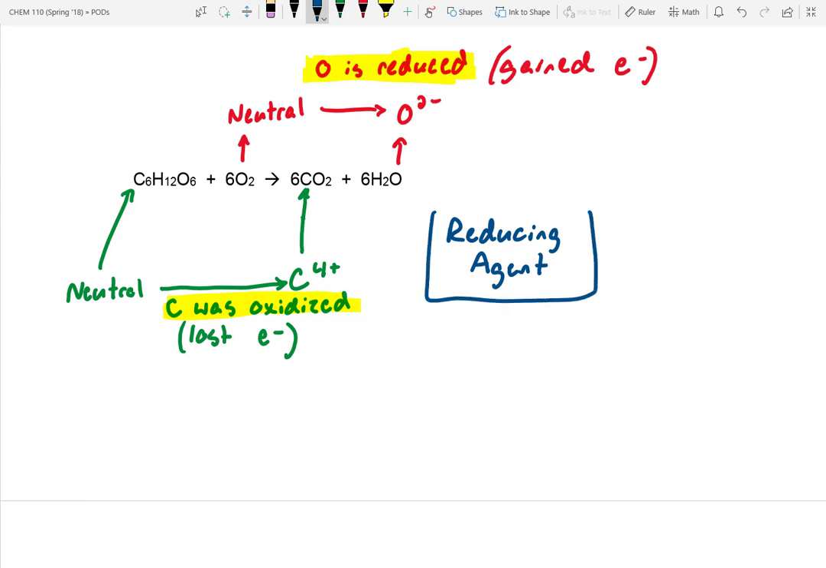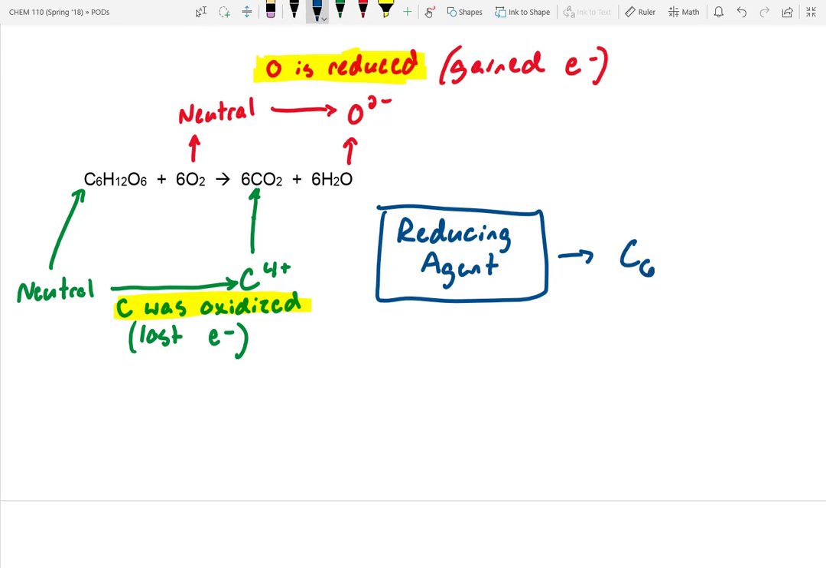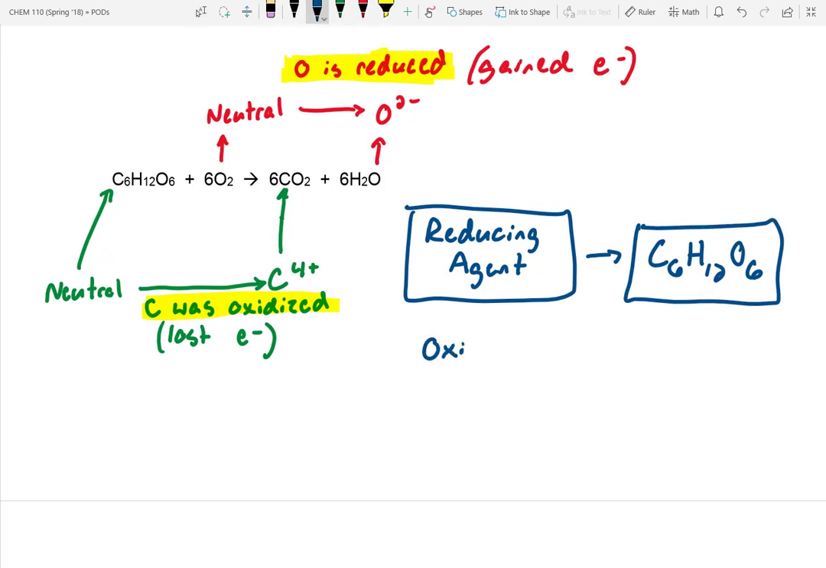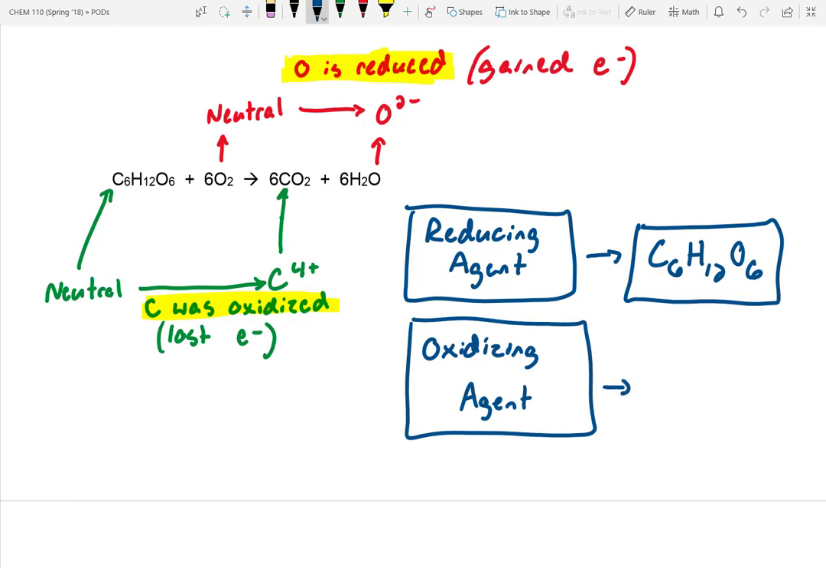What do you think our reducing agent is going to be? Yeah, the first compound, exactly, because it's got the element in it, that carbon, which was oxidized. So it must be our reducing agent. So it'd be C6H12O6. There we go. And then we can go ahead and say, all right, we've got an oxidizing agent. And what would the oxidizing agent be? O2. Right, it's always going to be the starting material of compounds.